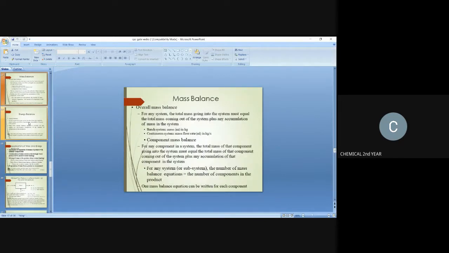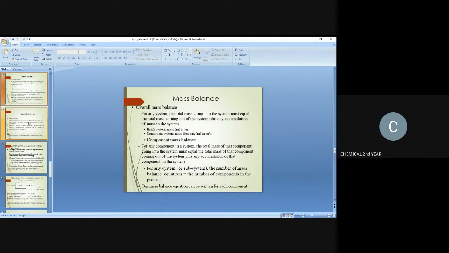Next, mass balance. Overall mass balance. For any system, the total mass going into the system must be equal to the total mass coming out of the system plus any accumulation of the mass in the system. This is given by input is equal to output plus accumulation. Batch system means mass will be in kg, and if it is a continuous system, mass flow rate will be in kg per second.